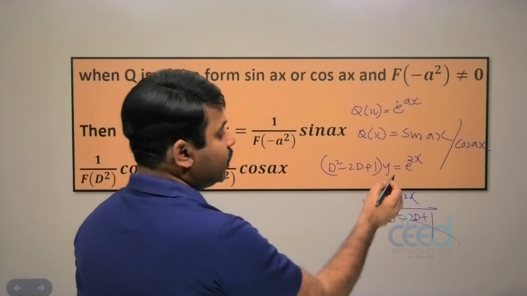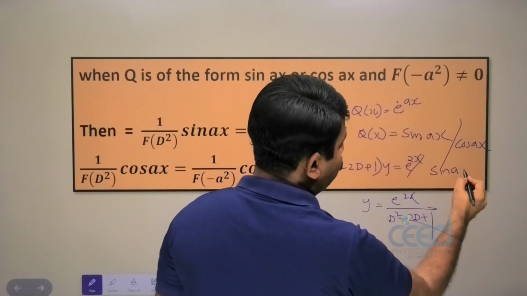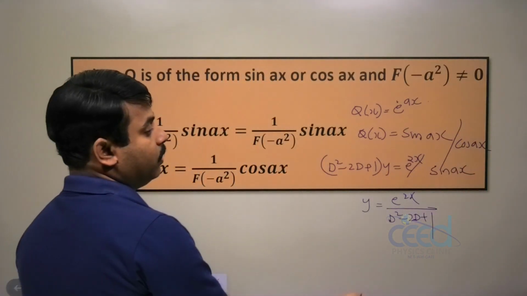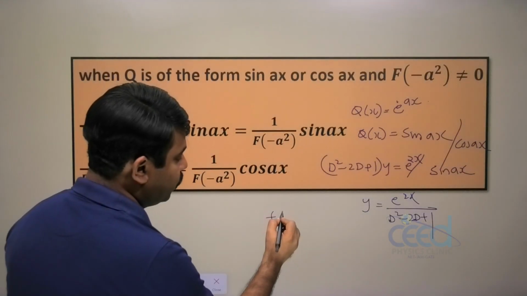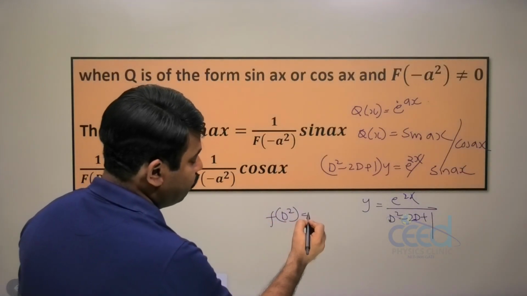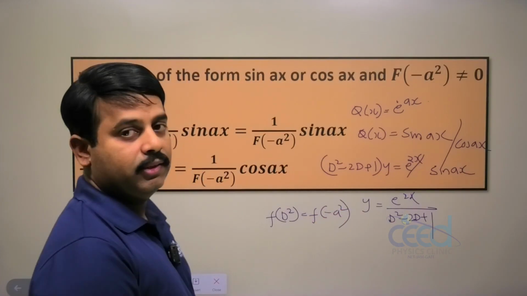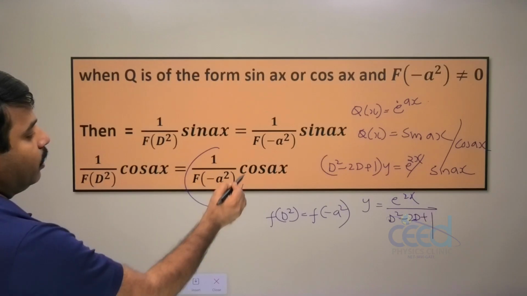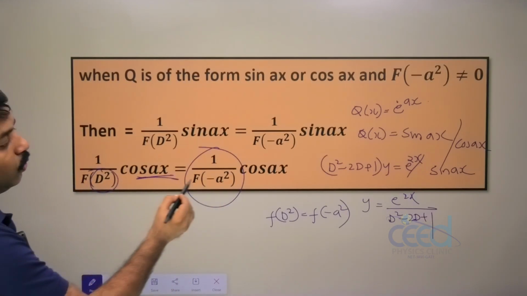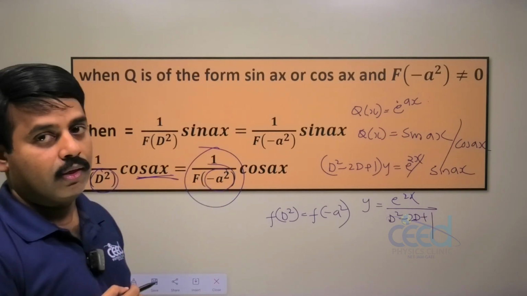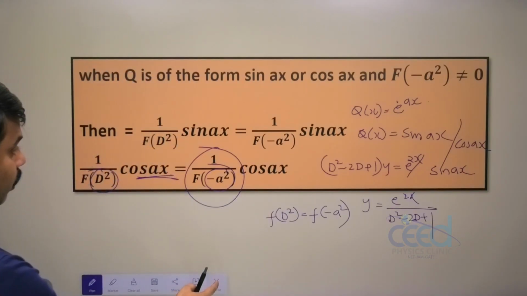But if this function is sin ax or cos ax, what you have to do? You have to put minus a square here. In f of d square, you replace d square with minus a square. This is the rule. By doing one example you get a proper idea, so we are coming to the next problem.